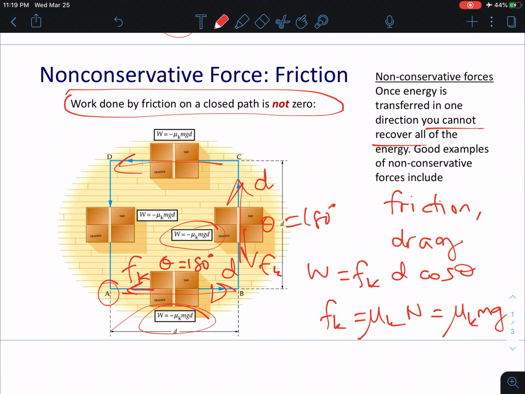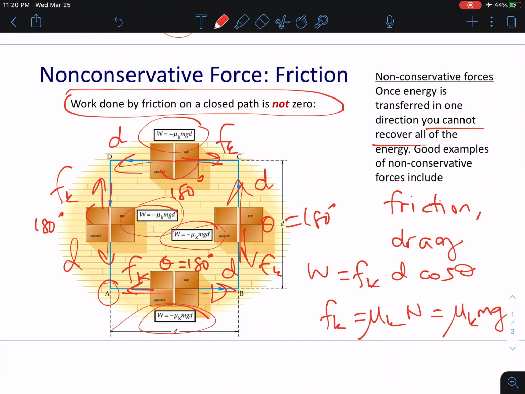And from C to D, this is the displacement direction, and friction again is opposing it. Once again, same friction, the angle is also the same, 180, so you're getting the same work. From D to A, one last step to complete the loop. The displacement is down, the opposing force, friction, is upward in this case, but it's really along the surface. The angle is again 180 degrees. And what you see is we're getting the same work equation.